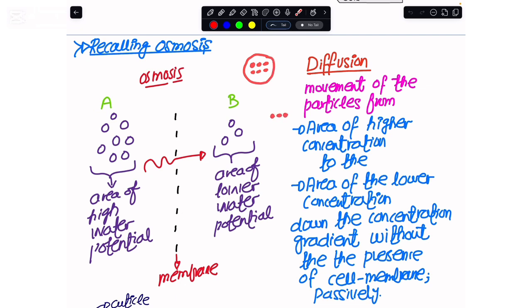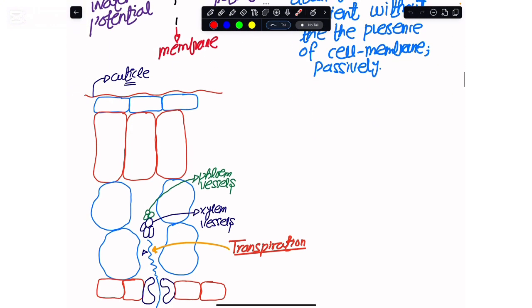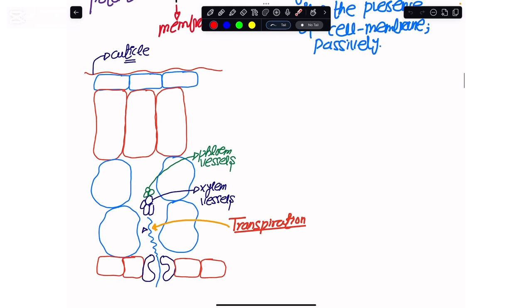And if I would have fewer particles here, this would make an area of lower concentration. So when the particles move from an area of higher concentration to an area of lower concentration, down the concentration gradient, this is what we refer to as diffusion. For diffusion, there is no requirement for the presence of a cell membrane. And after diffusion, now here is something referred to as transpiration.